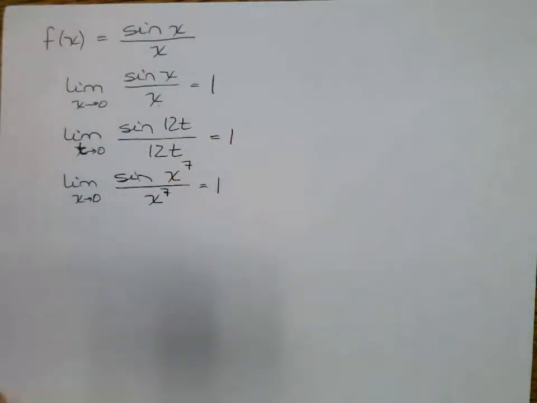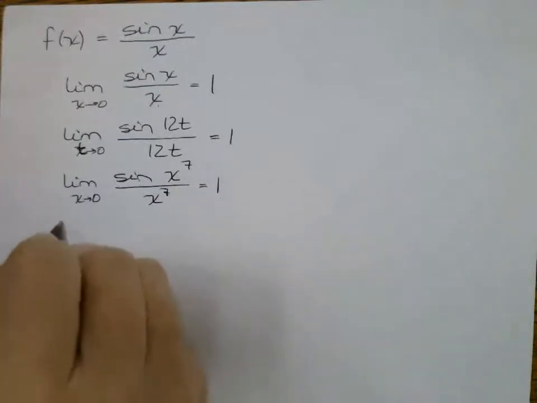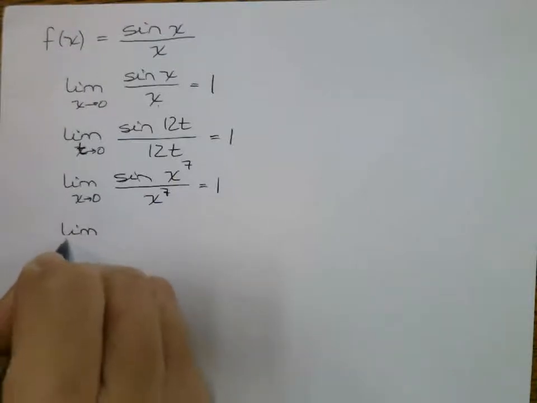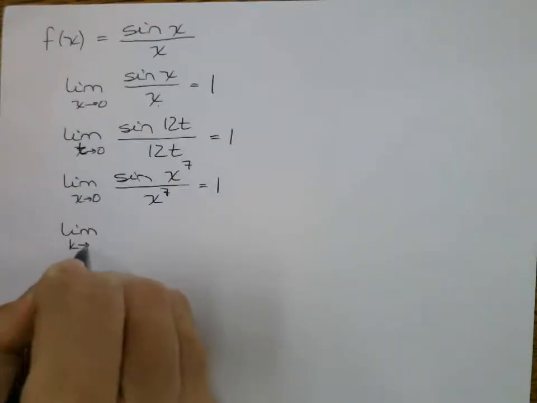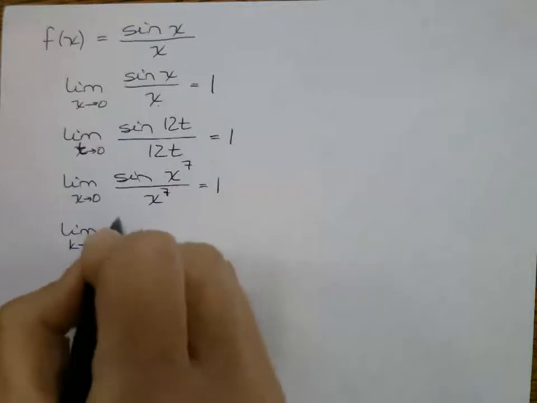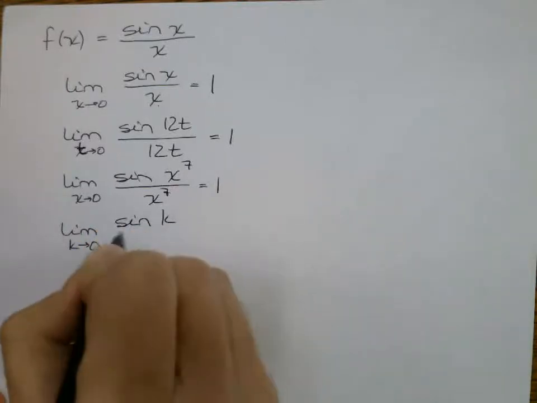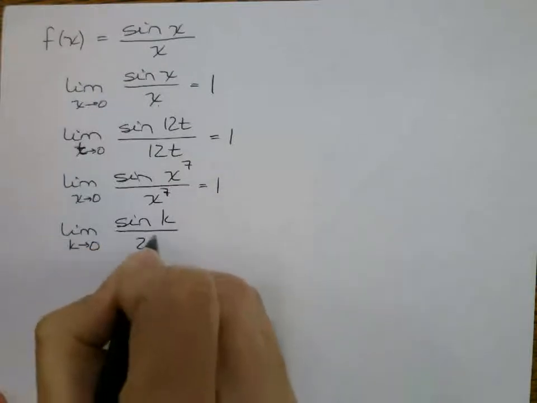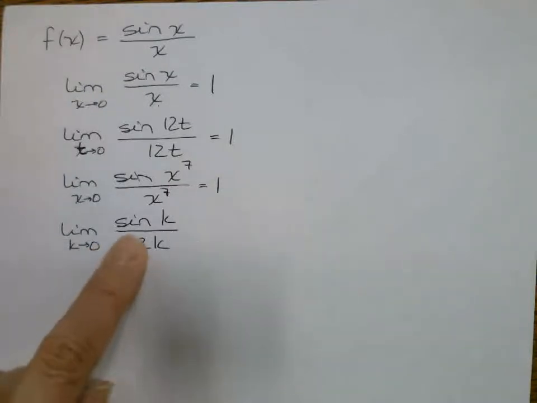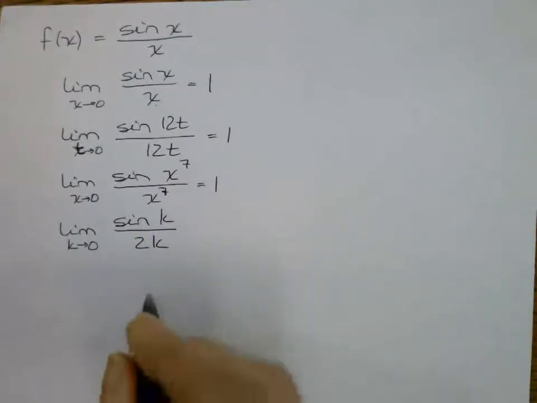Well, then the question comes up, what if they don't match? Like, what if I have the limit as k goes to 0, I'm going to try to make my variables match this time, of sine k over 2k. Well, if it was sine k over k, I'd know what to do with that. That limit would be 1. But I have this extra 2. Use algebra.